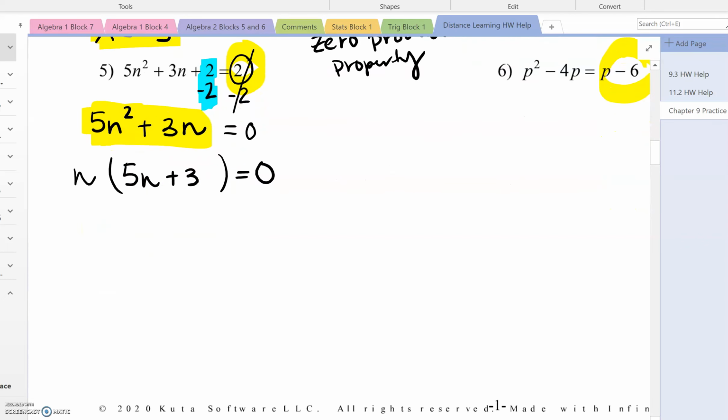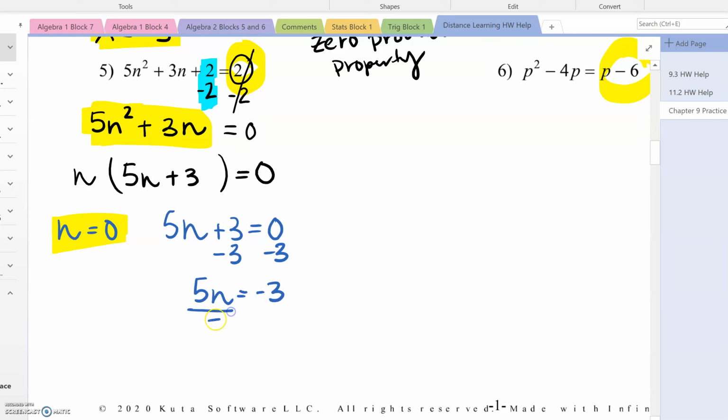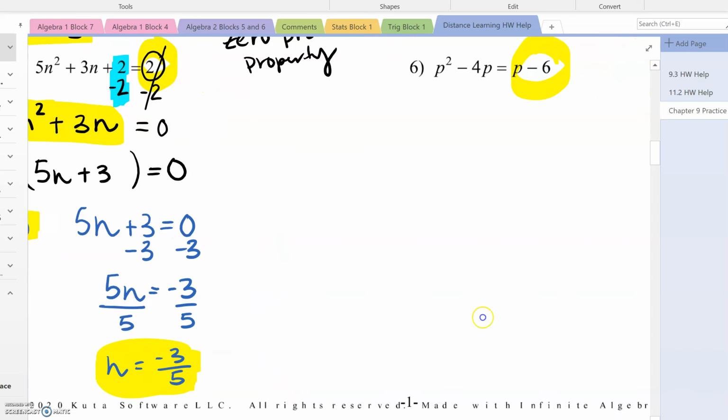So we just need to take these two factors and set both of them equal to 0 using the zero product property. So we're going to say either n equals 0 or 5n plus 3 equals 0. Now normally we solve both these equations. Notice this one's already solved for us. We're good to go. So I just need to solve this right-hand one for n. So I'm going to subtract 3 from both sides, get 5n equals negative 3, and then divide by 5 to get n equals negative 3/5. So the answer to problem number 5 is n equals 0 and n equals negative 3/5.